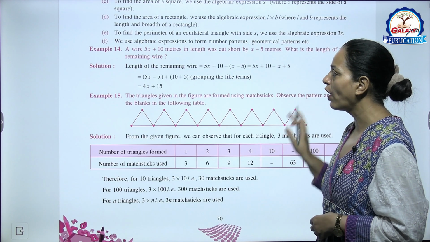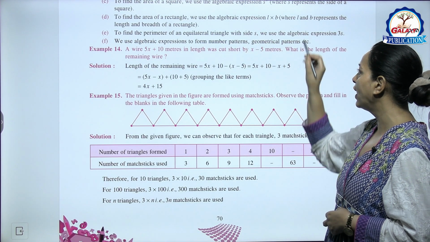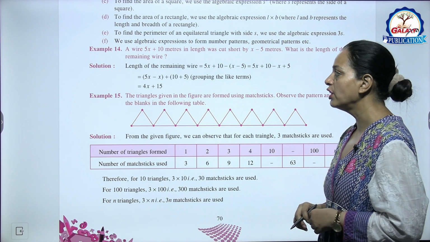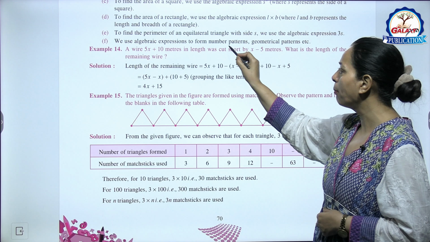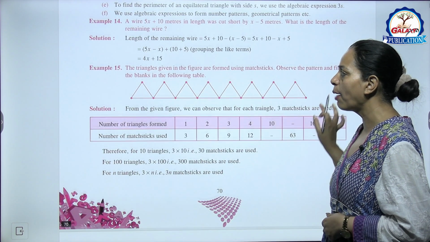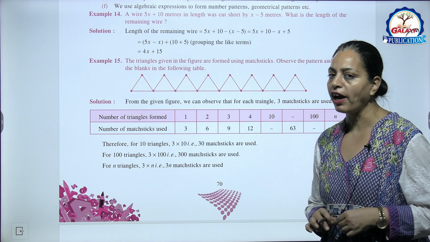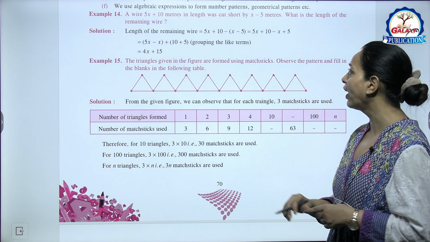Now the next, to find the perimeter of an equilateral triangle with side s, we use the algebraic expression 3 into side. Now the next, we use algebraic expressions to form number patterns, geometrical patterns, etc. Now here example 14. A wire 5x plus 10 meters in length was cut short by x minus 5 meters.